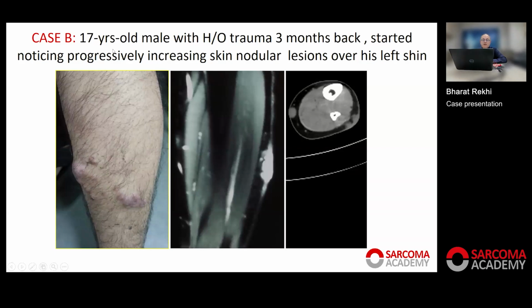in this young aspirant engineer, who had multiple nodular lesions in the skin over his left shin. So you can see the lesions on MRI and also on the axial view, with these cutaneous to subcutaneous lesions, multiple lesions, very concerning clinically.